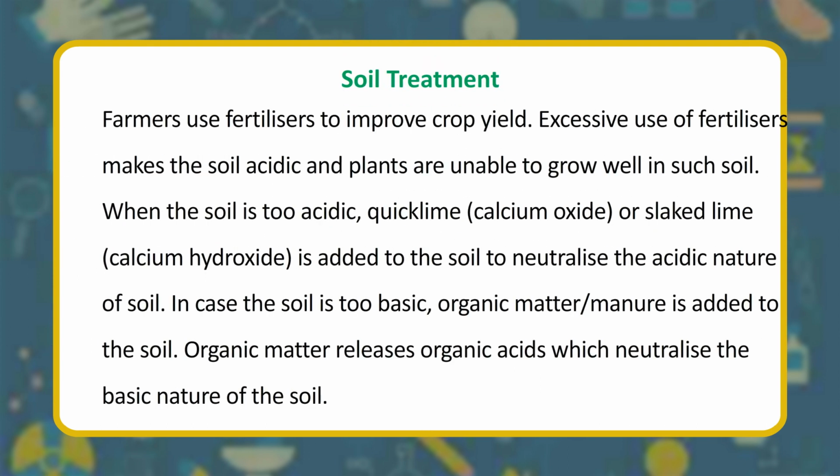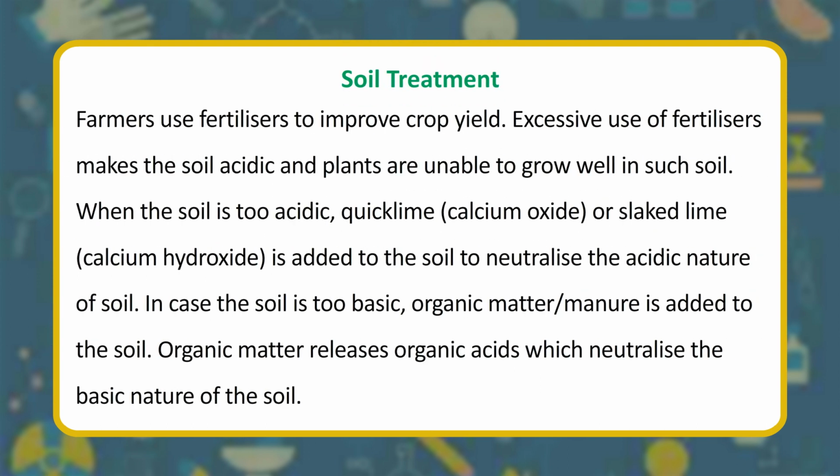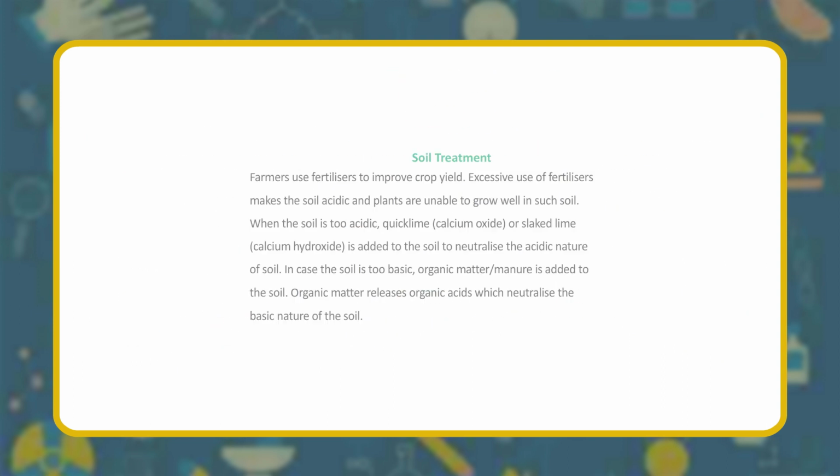Soil treatment. Farmers use fertilizers to improve crop yield. Excessive use of fertilizers makes the soil acidic and plants are unable to grow well in such soil. When the soil is too acidic, quicklime, calcium oxide, or slaked lime, calcium hydroxide, is added to the soil to neutralize the acidic nature of soil. In case the soil is too basic, organic matter or manure is added to the soil. Organic matter releases organic acids which neutralize the basic nature of the soil.